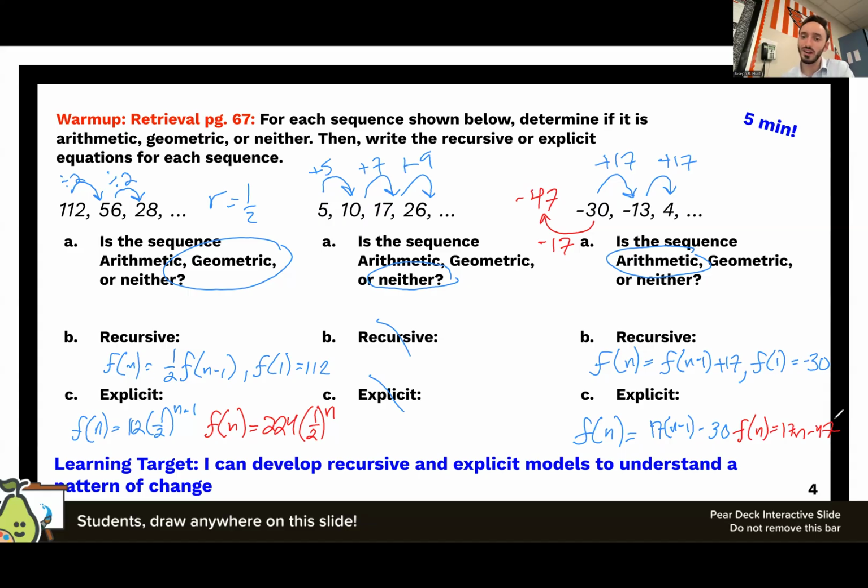If I plug in n equals 1, I get -30 out of both of these. If I plug in n equals 2, I get -13 out of these. So either way are potentially good solutions to go.